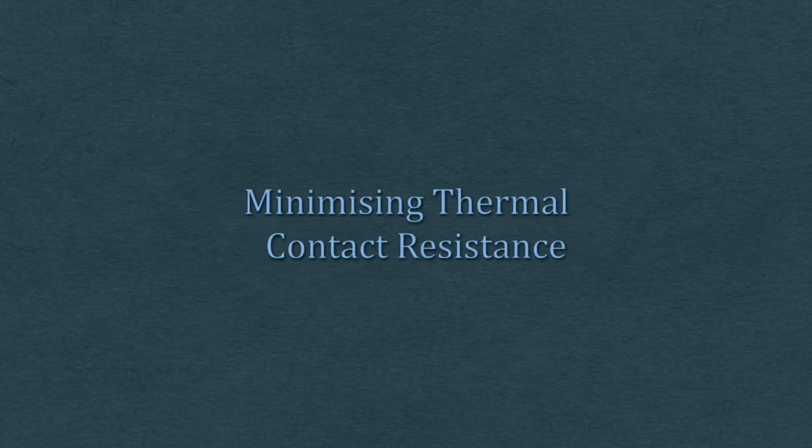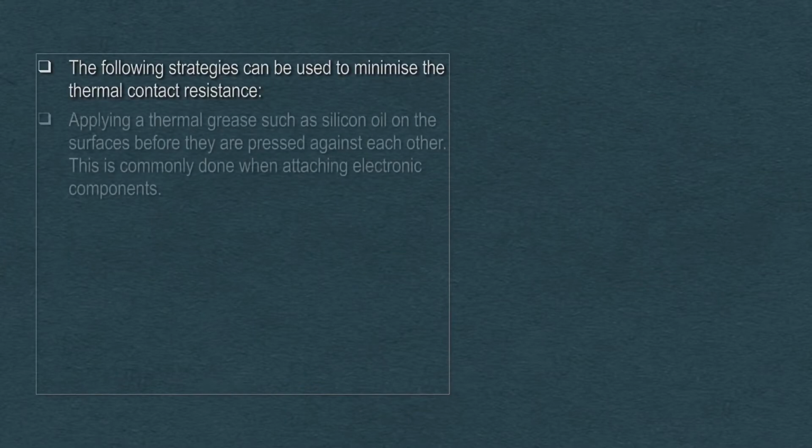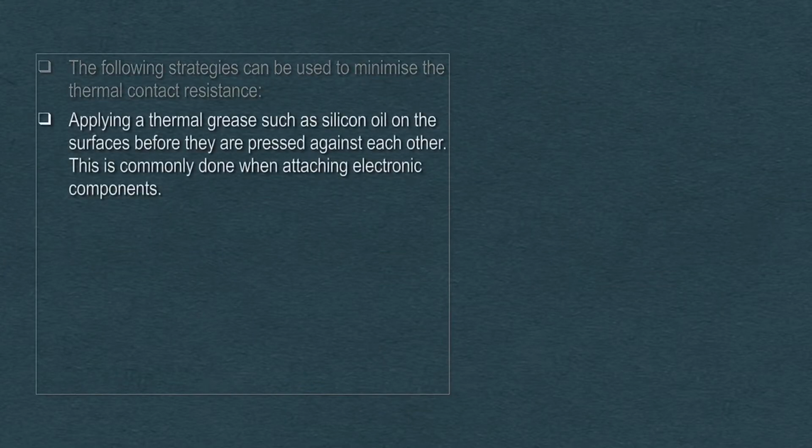The thermal contact resistance can be minimized by applying a thermally conducting liquid called a thermal grease, such as silicone oil, on the surfaces before they are pressed against each other. This is commonly done when attaching electronic components such as power transistors to heat sinks.